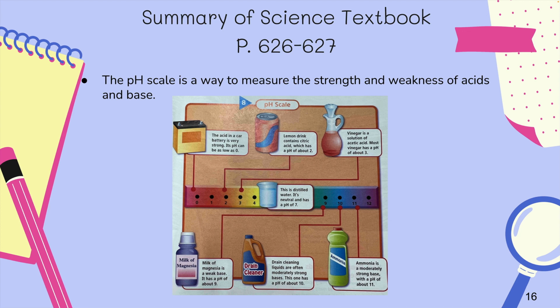Distilled water is in the center. It's neutral and has a pH of 7. Milk of magnesia is a weak base. It has a pH of about 9. Drain cleaning liquids are often moderately strong bases. This one has a pH of about 10, and ammonia is a moderately strong base as well, with a pH of 11.